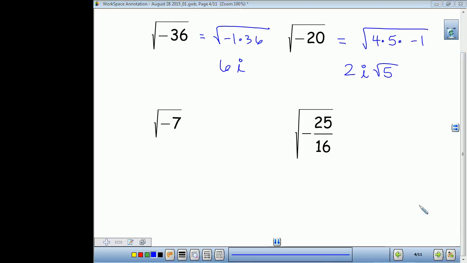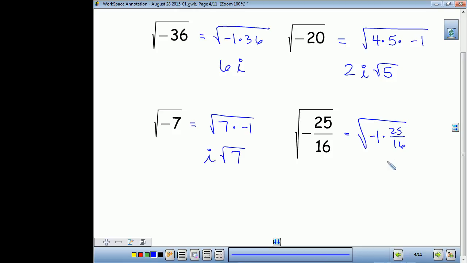Good. All right, square root of -7. Now, 7 doesn't really simplify, but we can think of it as 7 times -1. So this simplifies to i root 7. All right, now this one we can think of as -1 times 25/16. We can simplify the square root of 25/16. What's the square root of 25? 5. What's the square root of 16? 4. What's the square root of -1? i. Okay, 5/4 i.